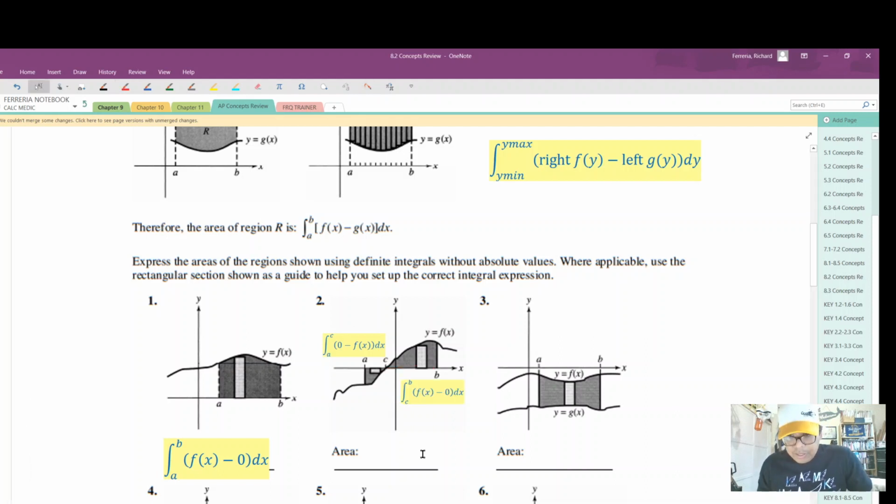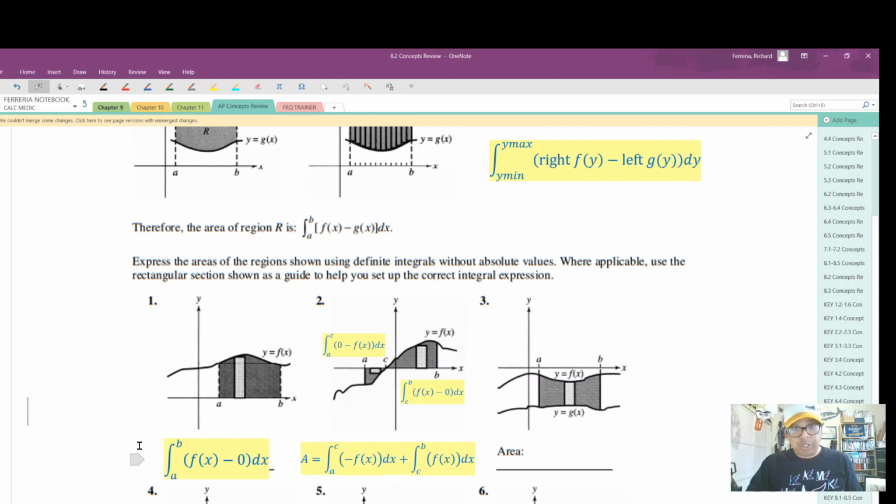And that integral is the integral from c to b of f of x minus 0, or if you prefer, just the integral from c to b of f of x. Put those both together, and by put them both together I mean add them, and you should get the area of the entire shaded region, which is just going to be the integral from a to c of negative f of x plus the integral from c to b of f of x. Okay, so we're on a roll now.